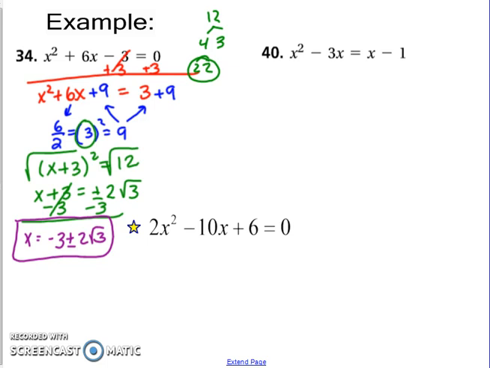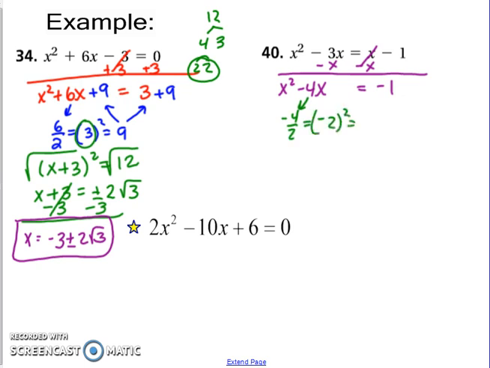if we look at the second one, now we have an x on the right and an x on the left, so we want to make sure that we have every x term on the left-hand side. So first thing we're going to do is subtract x. So we have x squared minus 4x, I'm going to leave a space, equals negative 1. So we're going to complete the square now. So I'm going to take the negative 4, divide by 2, so I get negative 2. Square it, I get 4. I'm going to add 4 on both sides.